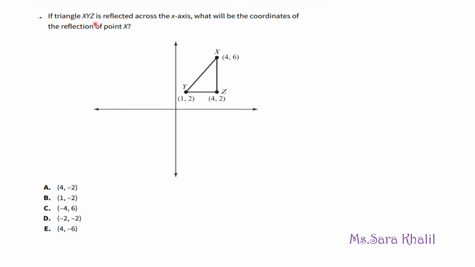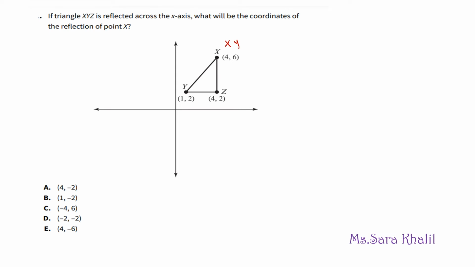If triangle XYZ is reflected across the x-axis, watch out, not the y-axis, the x-axis, what will be the coordinates of the reflection of point X? So they're basically just asking about point X, which is 4 and 6. What do you think after reflection on the x-axis, which will change sign, x or y? When you reflect it on the x-axis, the x will stay the same.